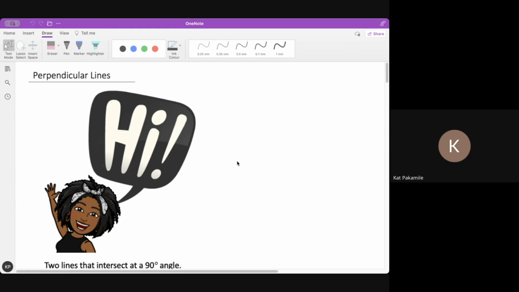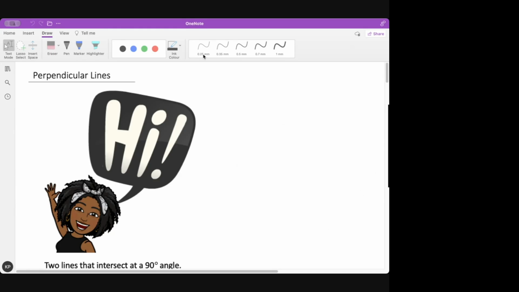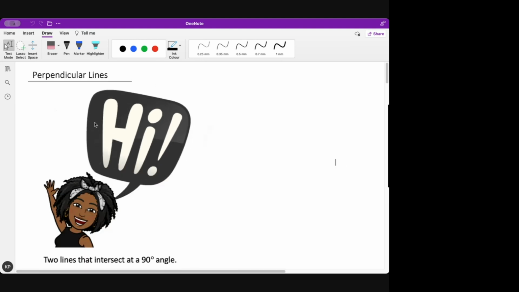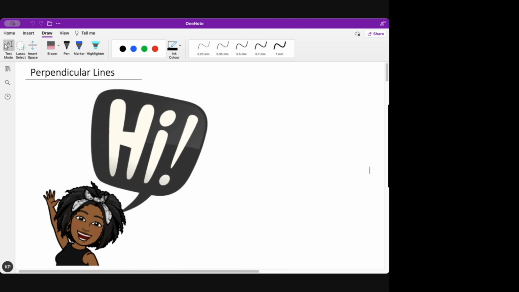Perpendicular lines. What does it mean when we say graphs or lines are perpendicular? I know you guys have heard this word before. What does it mean? And yes, guys, I'm still looking for my pen, but in the meantime, I want you to tell me what perpendicular means.